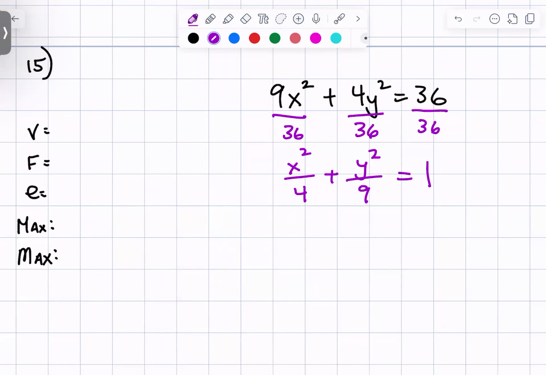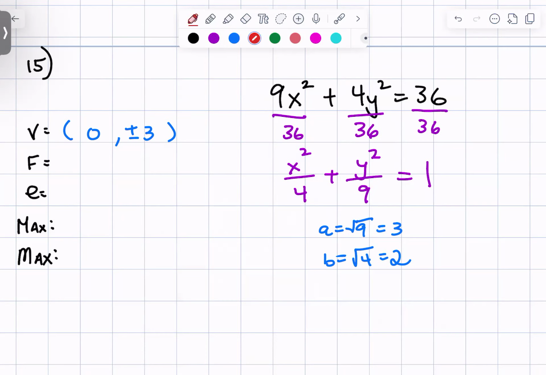So again, since my y squared is bigger, my a value is going to be square root of 9, which is 3. My b value is square root of 4, which is 2. So my vertices are going to be 0, comma, plus or minus 3. Make sense? Okay.